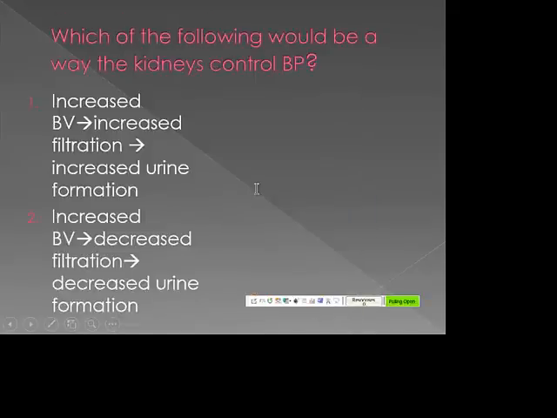So let's take a look at this. Which of the following would be a way the kidneys control blood pressure? So BV stands for blood volume. If there's increased blood volume, does it lead to increased filtration and increased urine formation? Or if there's increased blood volume, is there decreased filtration and decreased urine formation?